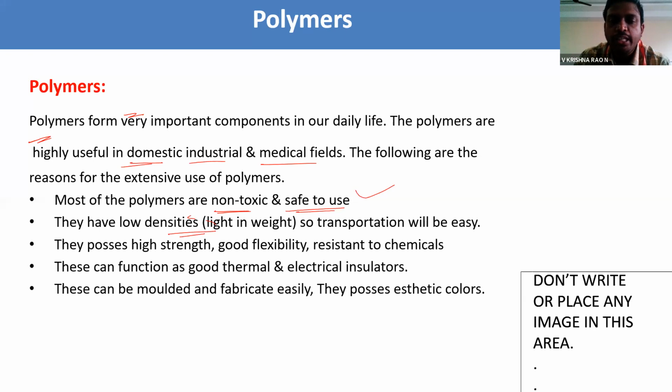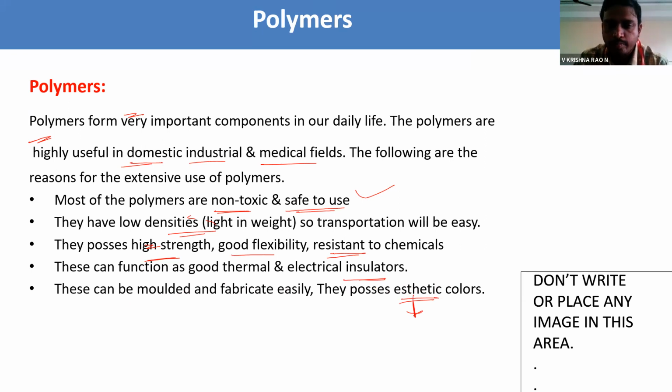They possess high strength, good flexibility, and resistance to chemicals. Already you know, they function as good thermal and electrical insulators. Here the rubbers act as insulators; they do not allow electric current to pass through them. They can be molded and fabricated easily, and they possess aesthetic colors. Aesthetic means beautiful colors. So these are polymers.